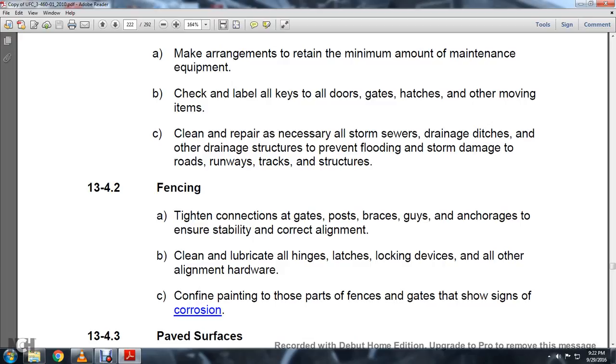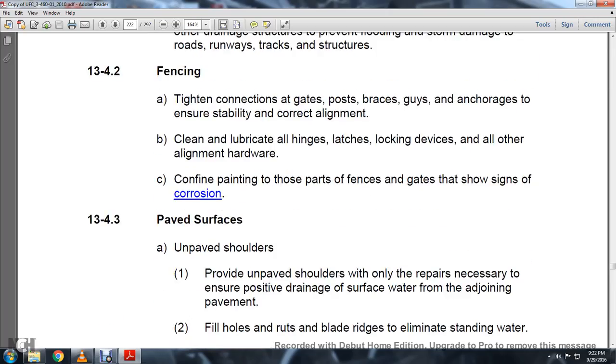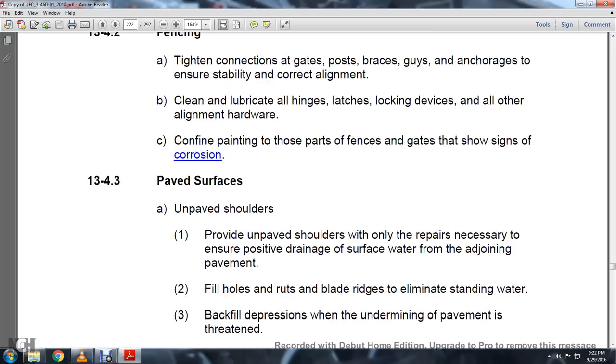13.4.2 Fencing. Tighten connections of the gates, posts, and braces, as well as anchorages, to ensure stability and the current alignment. Clean and lubricate the hinges, latches, locking devices, and all alignment hardware. Replace parts of the fences and gates as shown on the sign. Corrosion.